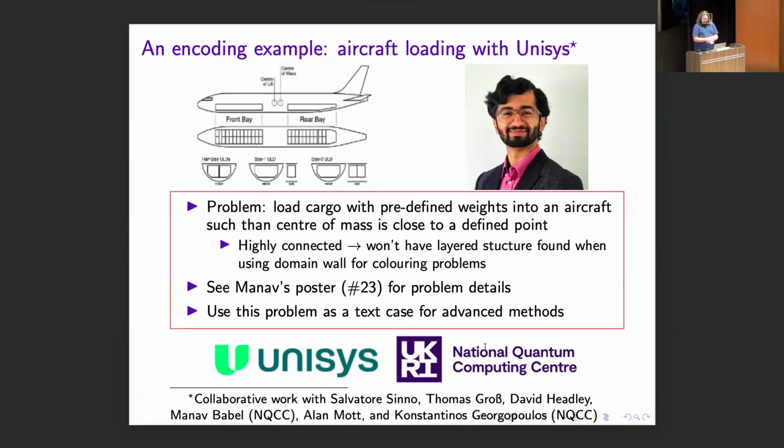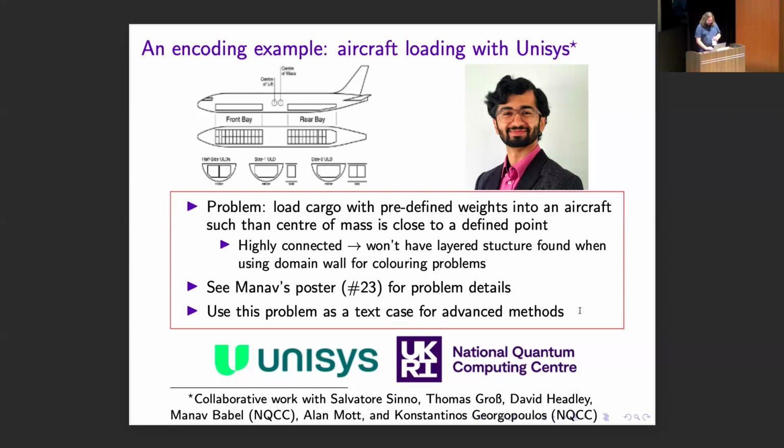So now that we have these encodings, we're moving on to actually using them, and actually thinking about cases where you might apply these to real problems. So the first example I'm going to talk about is a project I've been doing at Newcastle with Unisys, which is looking at loading cargo onto an airplane. It's highly connected. It won't have the same structure that coloring problems have. So some of the very good performance on coloring problems that you see on the domain wall, you won't necessarily see here.